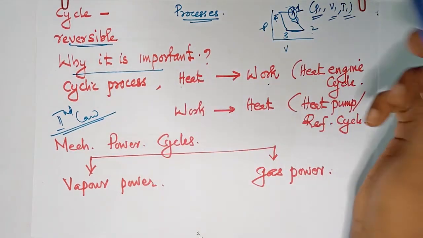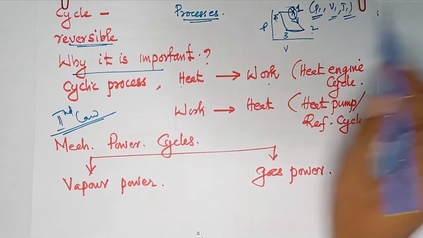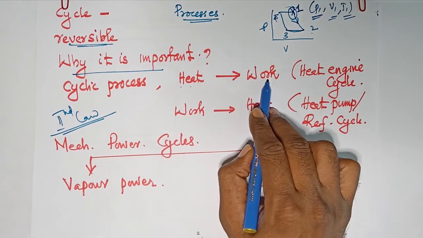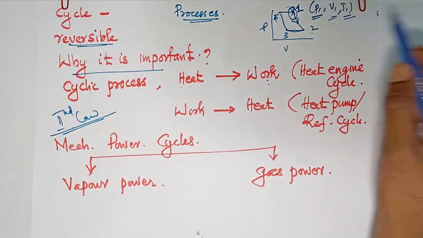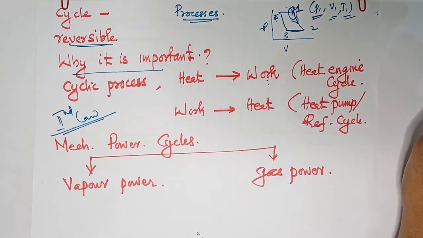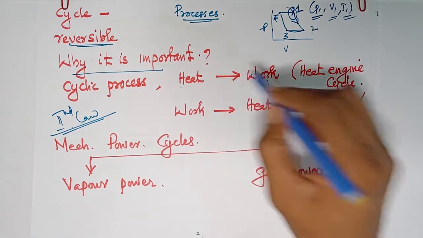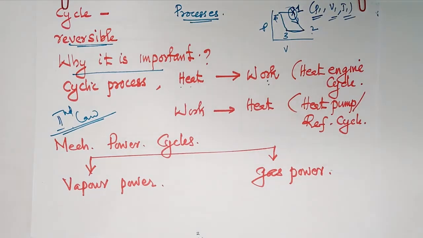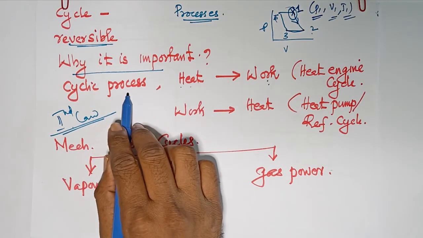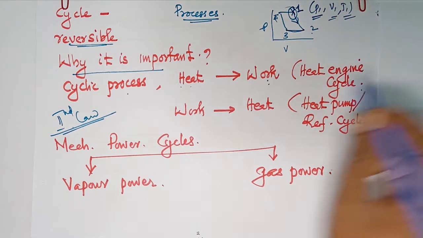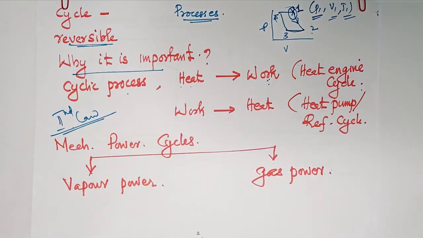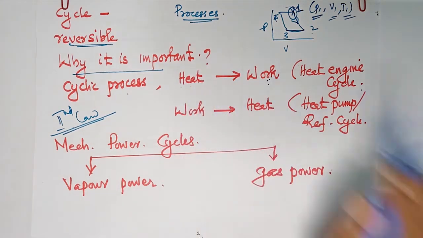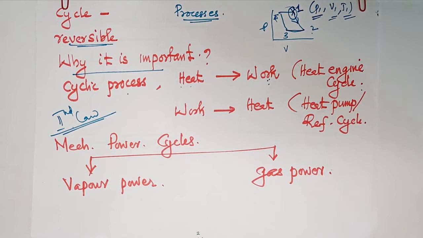But for a complete cycle, the second law states that complete conversion of heat into work is not possible. In a cyclic process, a heat engine cycle means heat is being converted into work. In a heat engine cycle, as we have learned in IC engines, heat is converted into work.